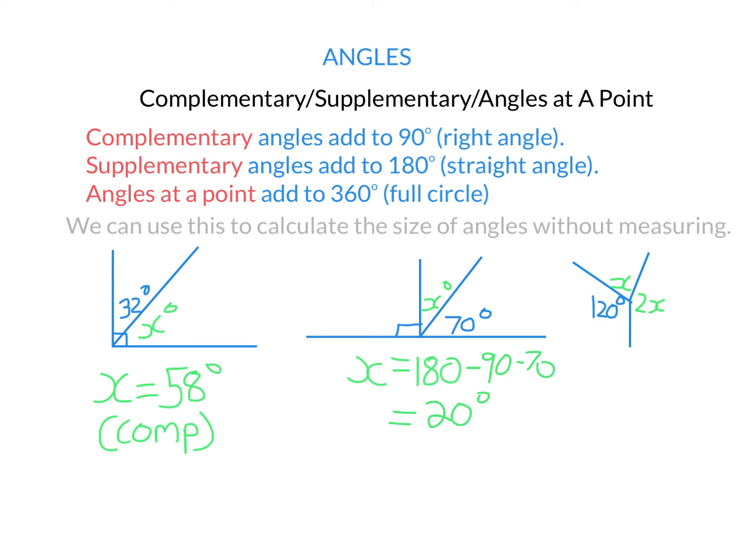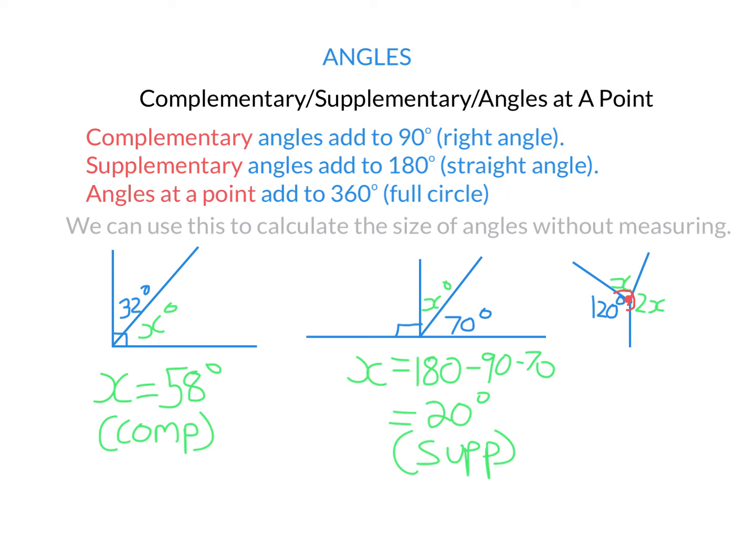Once again, I need to give a reason. If I just write "sup", everyone will know I mean supplementary. So the final type of angle on this slide: angles at a point. They make up a full revolution. So this is the point we're talking about.